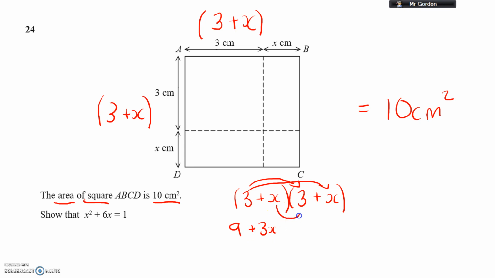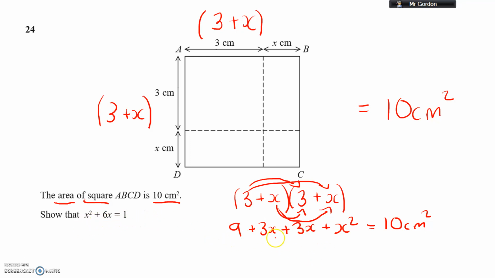Then we do the x times everything in the second bracket. So x times 3 is 3x. And x times x is a plus x squared. That's the area of the square in algebra and numbers mixed together, an expression for the area. And we said that this was equal to, or the area should be equal to, 10 centimetres squared. Alright, so that's the equation that we needed to form. And now all we've got to do is turn that thing into this thing here.